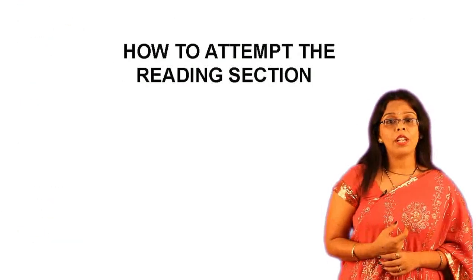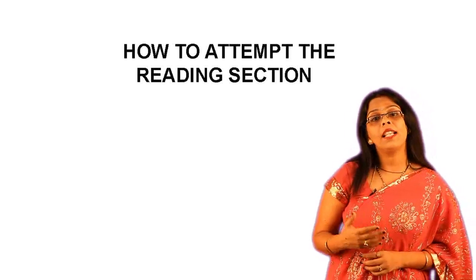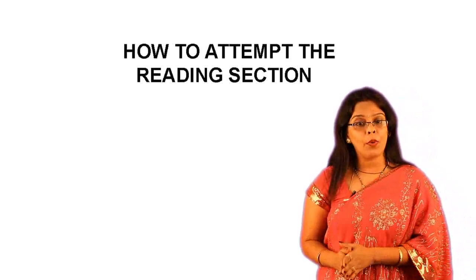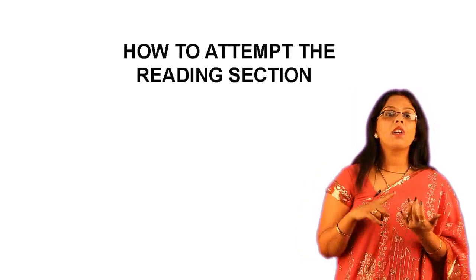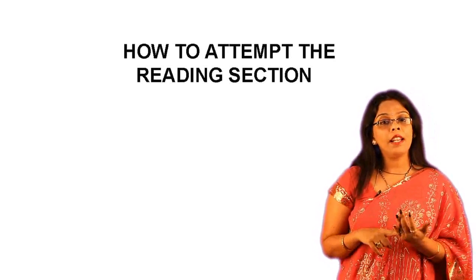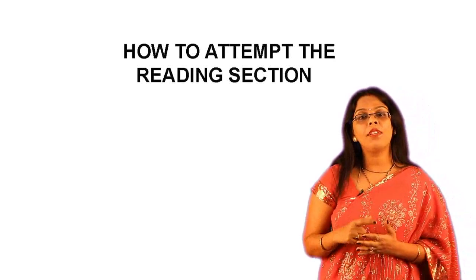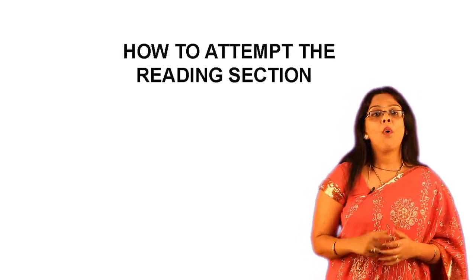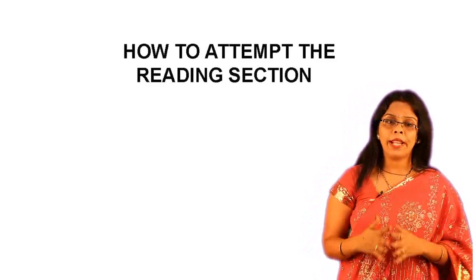Now the next question is how to attempt the reading section. Before solving any unseen passage, keep in mind the following points. Try to recognize the main points of the passage. Coordinate the relationship between different parts of the passage. Analyze the ideas in the text. Try to find out the meaning of the tough words in the passage. Once you follow these simple steps, then you can solve the reading section very easily.